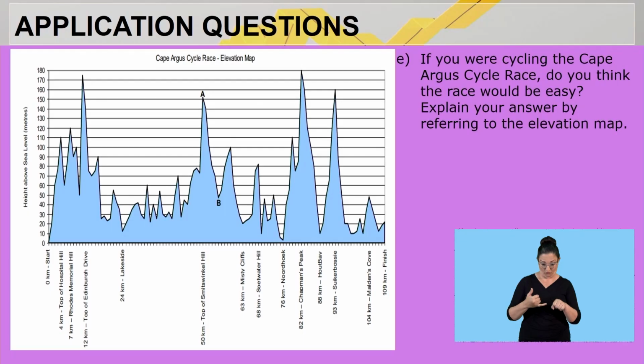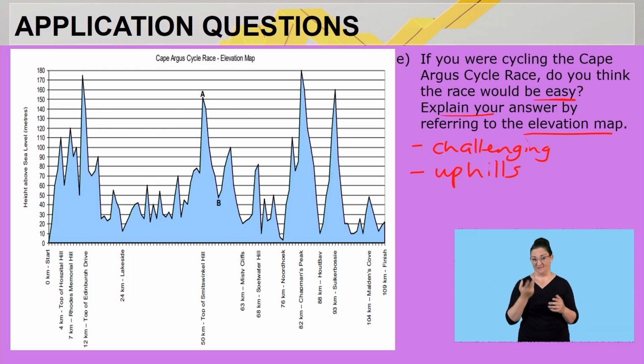If you were cycling the Cape Town cycle race, do you think the race would be easy? Explain your answer by referring to this elevation map. So looking at the elevation map, do you think this is easy? For me, I would say it will definitely be challenging. Not easy, because if you look, there are quite a number of uphills.